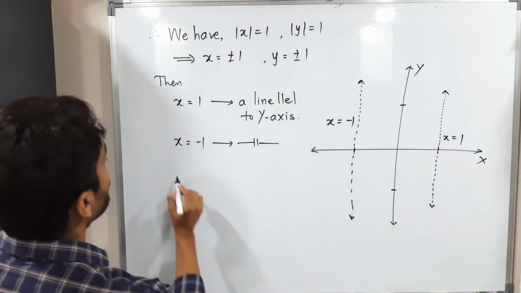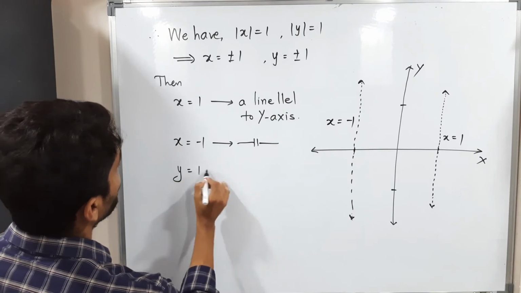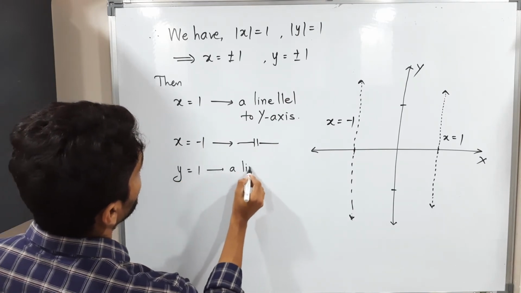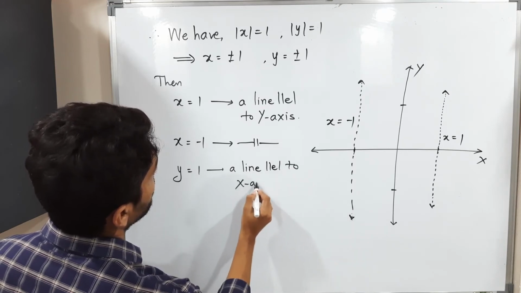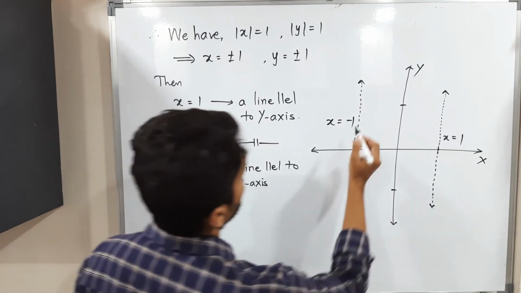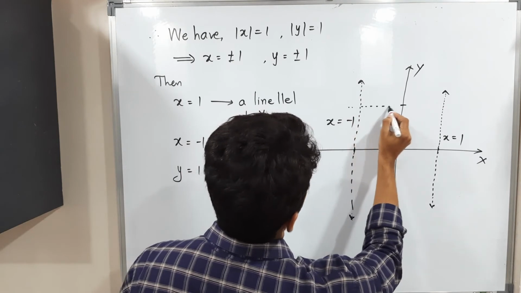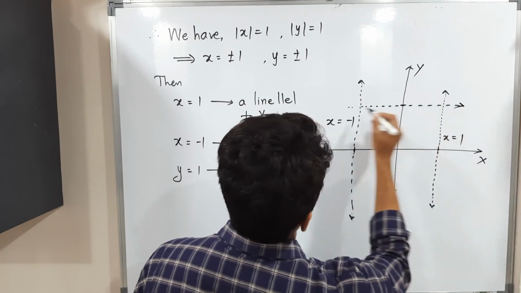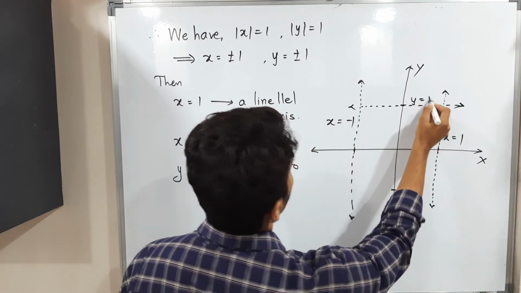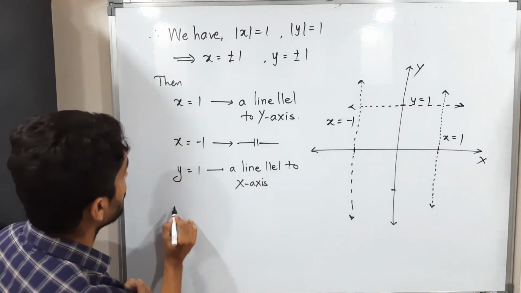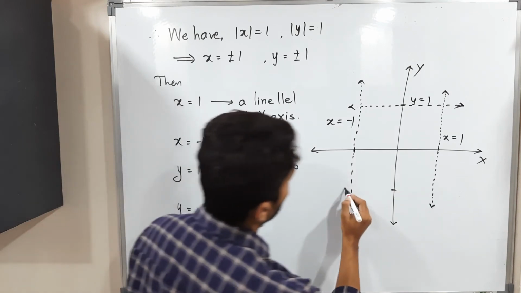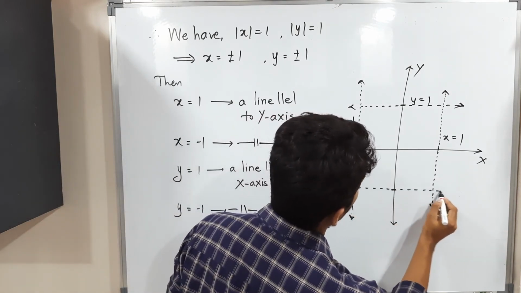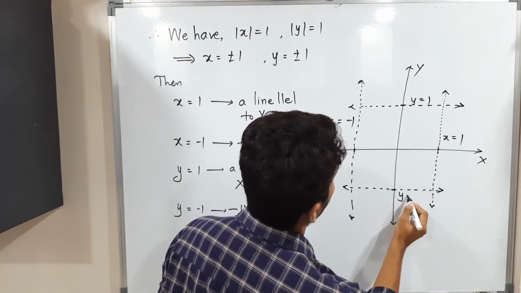Next is y is equal to 1. Y is equal to 1 is a line parallel to the x-axis. So this is y is equal to 1. And the next one is y is equal to minus 1. So this is also a line parallel to the x-axis, but it passes through y is equal to minus 1. So all these lines we have considered here.